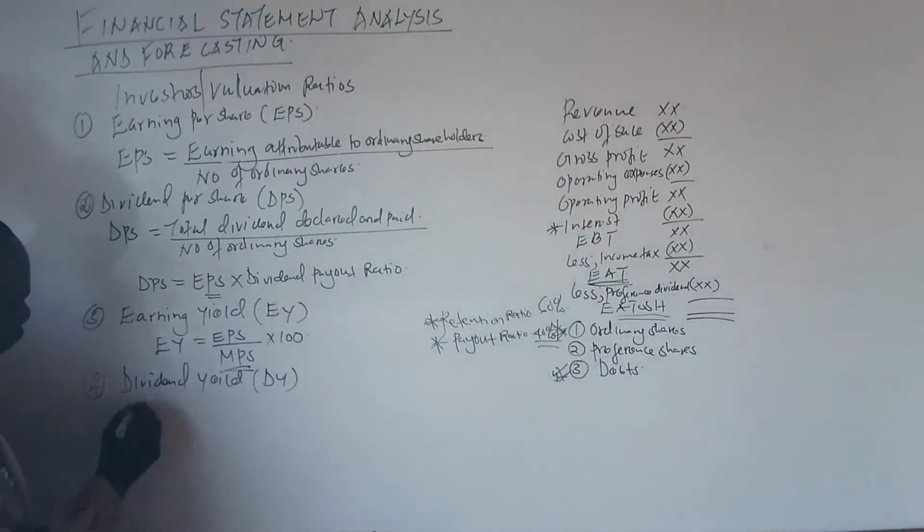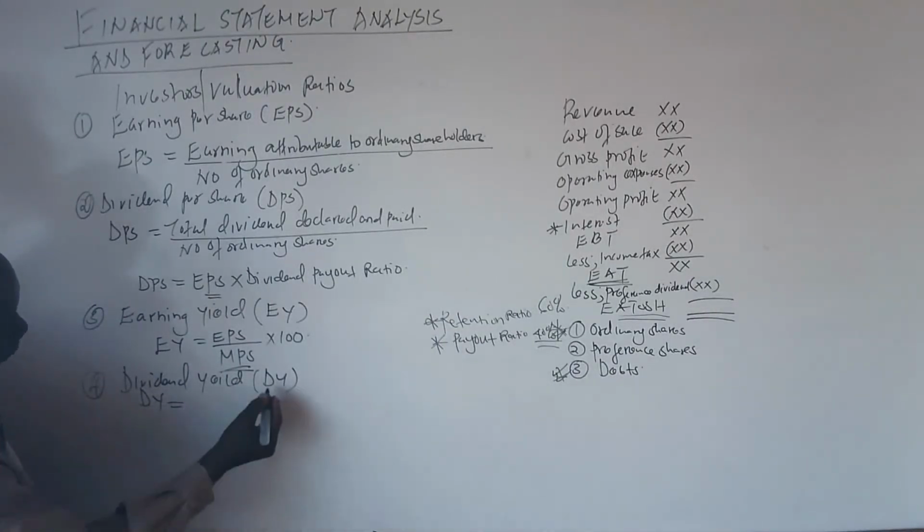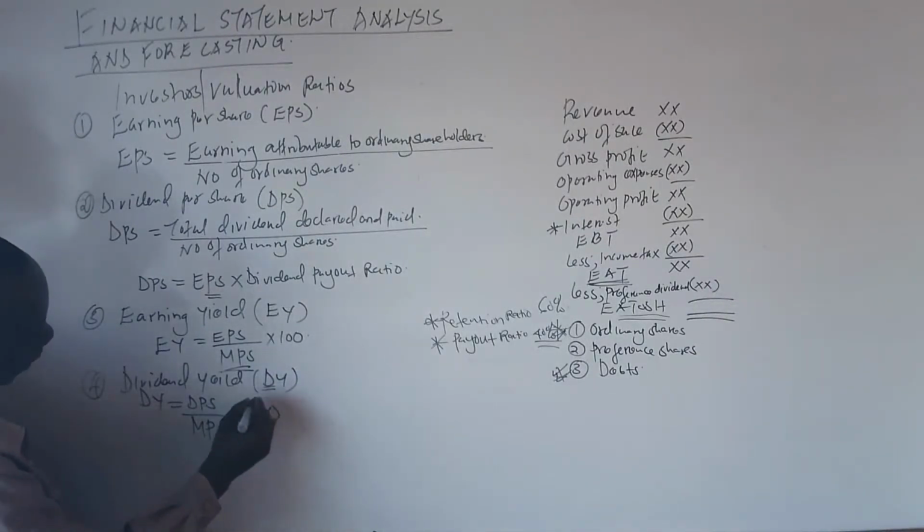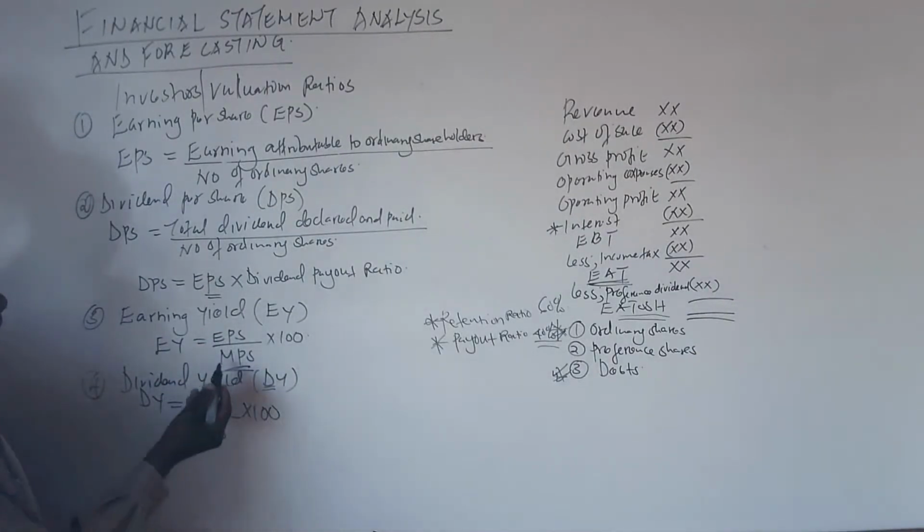So therefore, how do you get the DY or dividend yield? The dividend yield will be given by the dividend per share. Then you divide by what? The market price per share. Then you multiply by 100. The same case we did here. We took the earnings per share, and then this one we take as our market price per share.